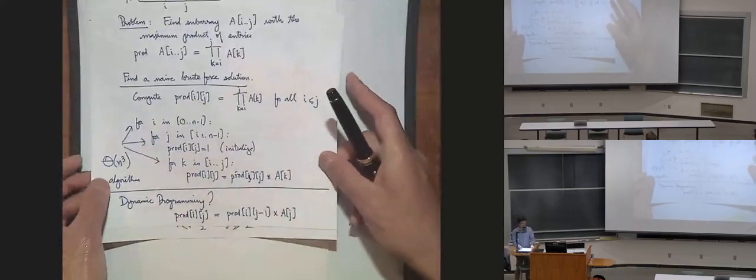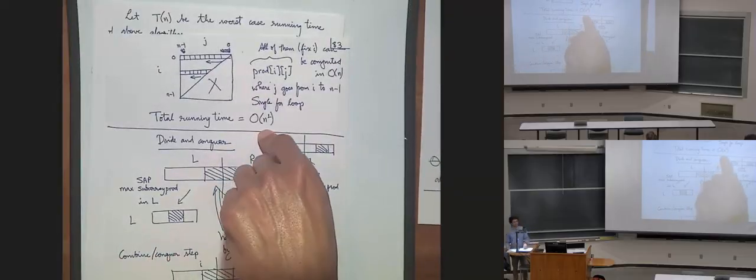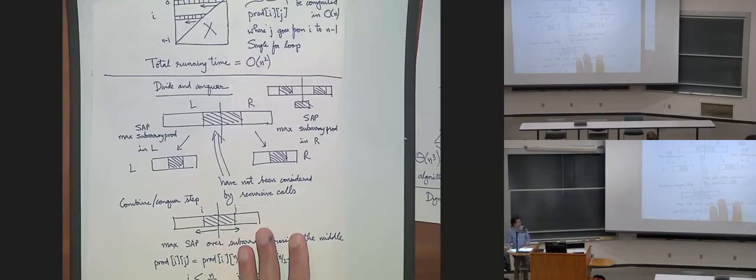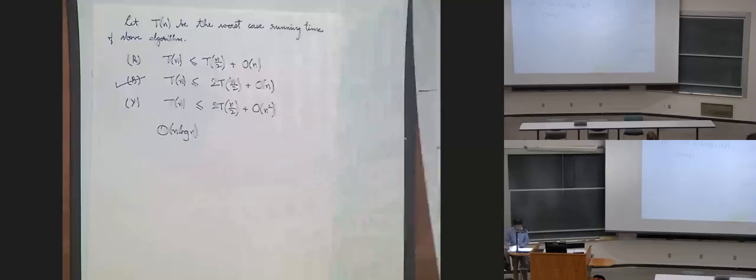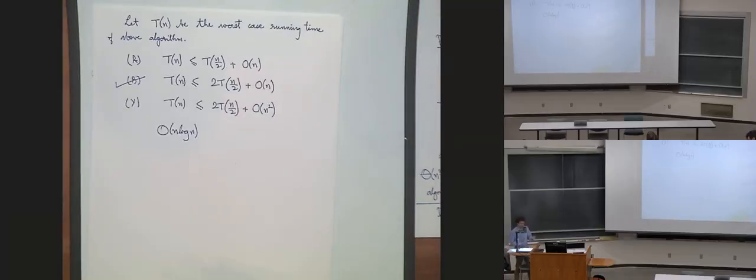We started from n cubed. We made some simple dynamic programming observations, got to n squared. Did divide and conquer, it's more hard work, and got to n log n. And this is not the end of the story, as it turns out. But it's 50 minutes, so let's take a break for a couple of minutes. When we come back, I'll show you how to improve even on this solution, again using divide and conquer.